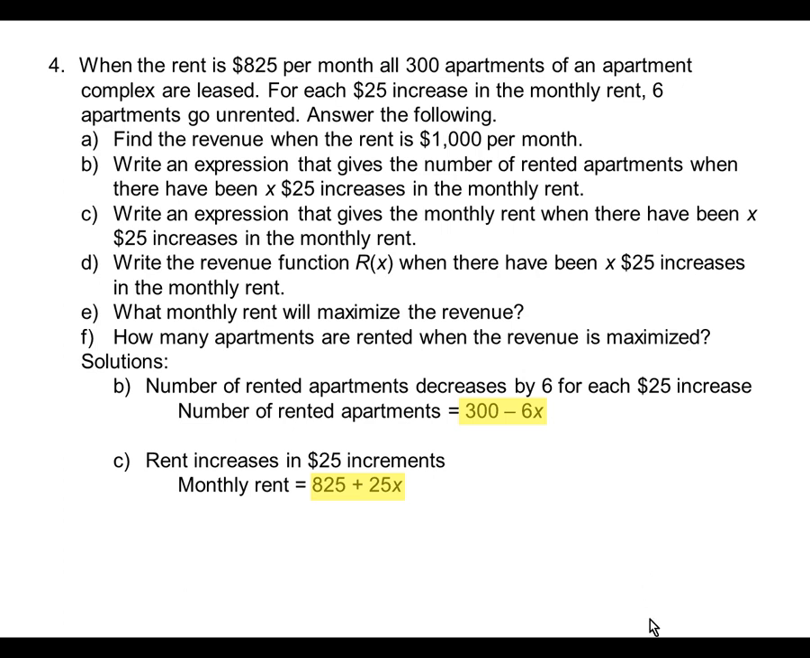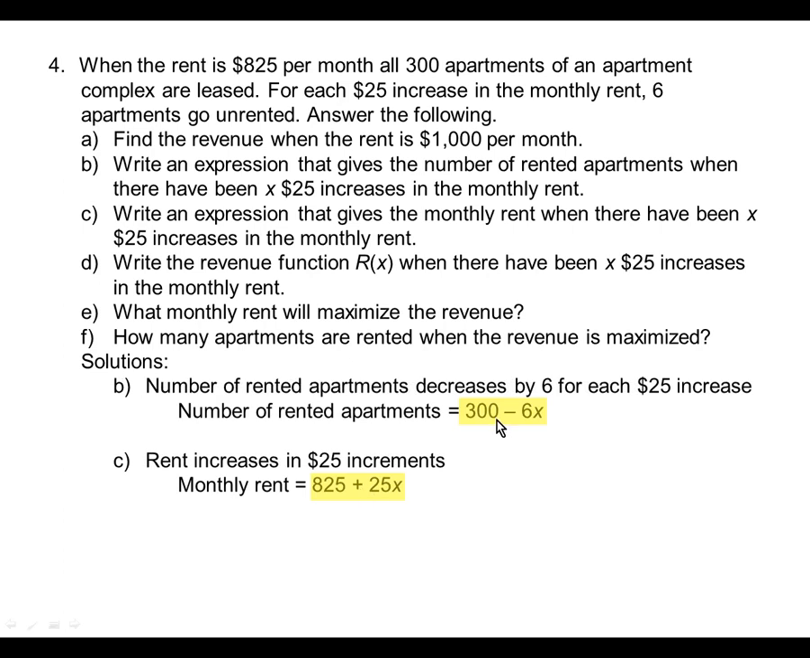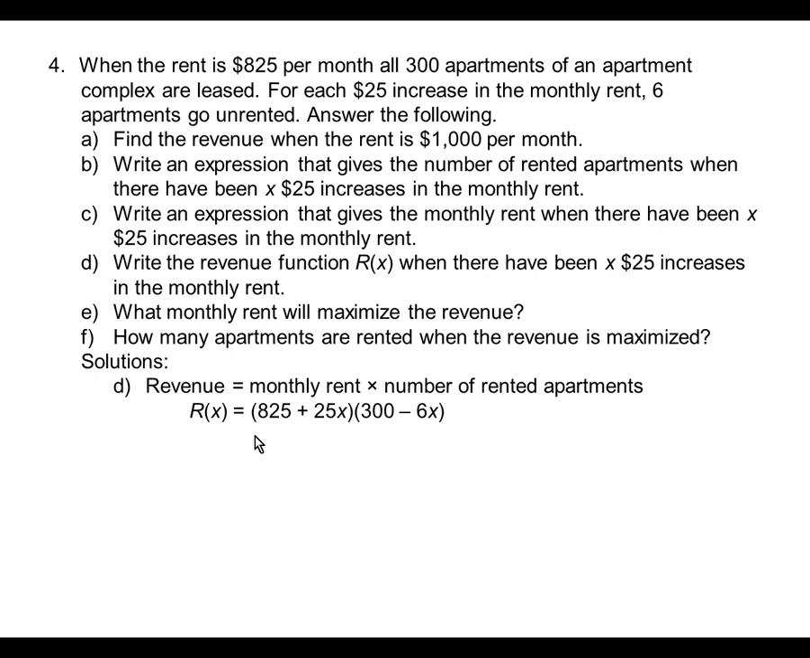Question D asks us to write the revenue function R of X when there have been X $25 increases. Notice B and C are also in $25 increases. If you think back to our section 1.4, the revenue is the price per unit times the number of units. So the price is the rent, $825 plus 25X, and the number of units is the number of rented apartments. So the revenue is monthly rent times number of rented apartments: $825 plus 25X times 300 minus 6X.